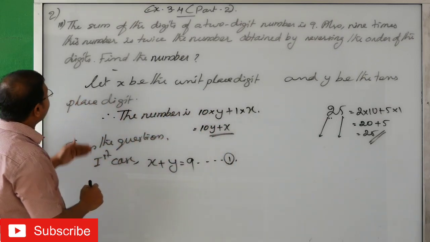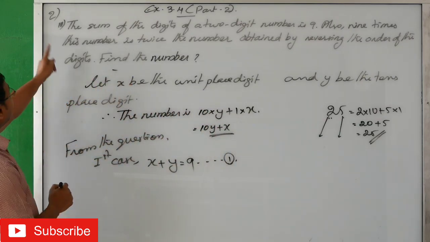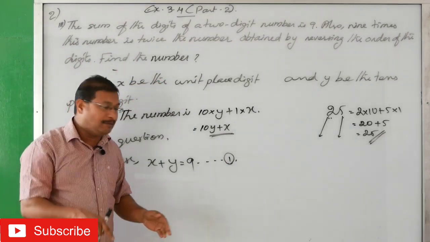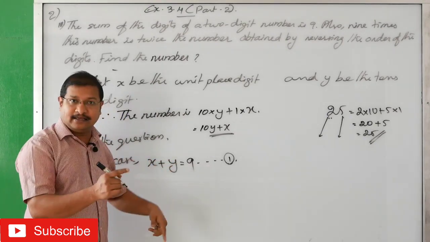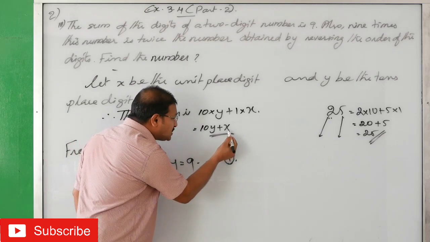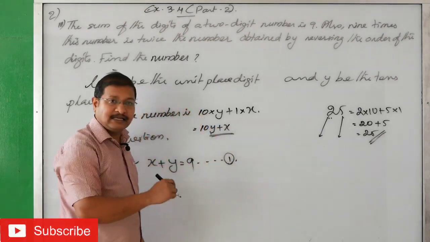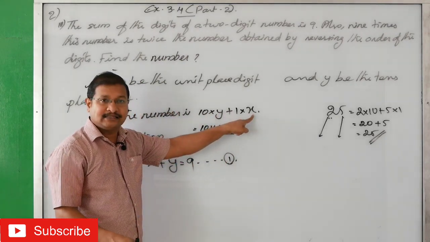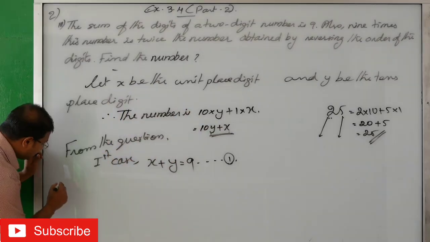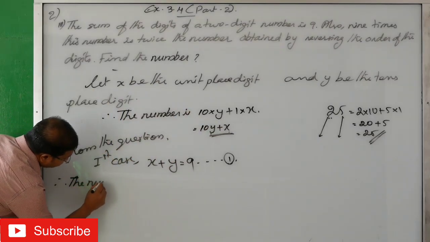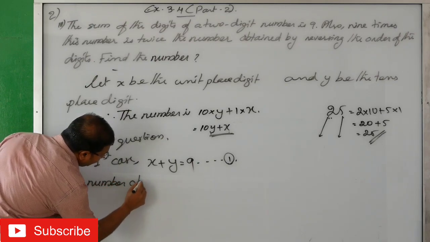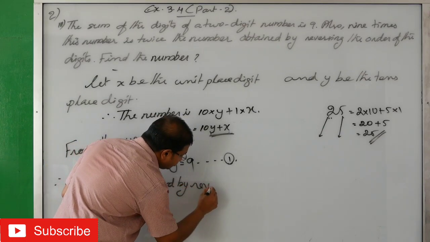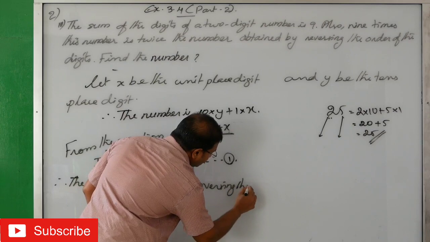After that, what you will do? Next condition is also 9 times the number is twice the number obtained by reversing the number. So, before doing the next step, we have to reverse the digit. Reverse the digit means what you will do? Unit place will go into tens place. Tens place will change into unit place. Means y will go to unit place and x will come to tens place. Ready? Therefore, the number obtained by reversing the order of the digit.